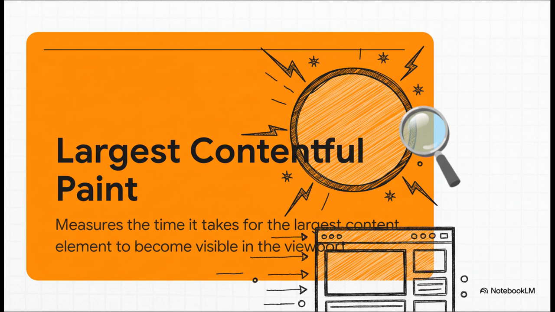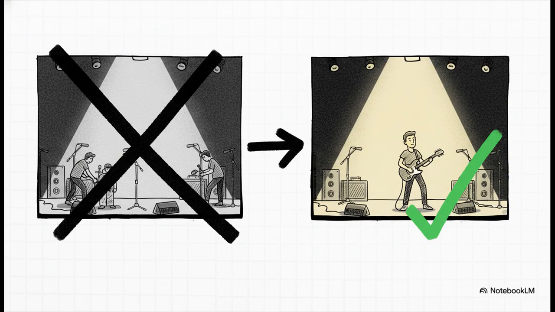And you know the usual suspect for a slow LCP, right? It's almost always a gigantic, unoptimized image that takes an eternity to download. Here's a great way to picture it. Imagine you're at a concert. Do you care when the crew finishes plugging in the last cable? No, of course not. You care when the band, the main act, actually walks out on stage. LCP is just like that. It's measuring how quickly the main event of the web page shows up. It's that moment where you go, okay, something is happening, this page is real.